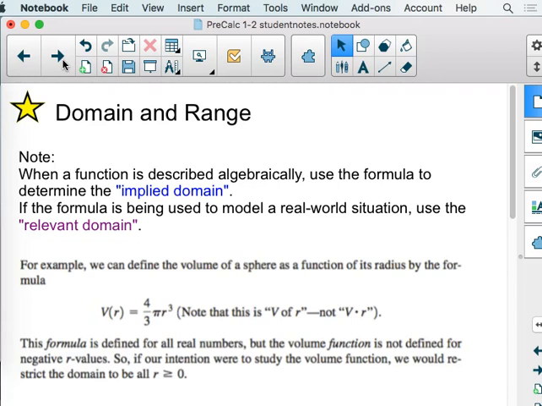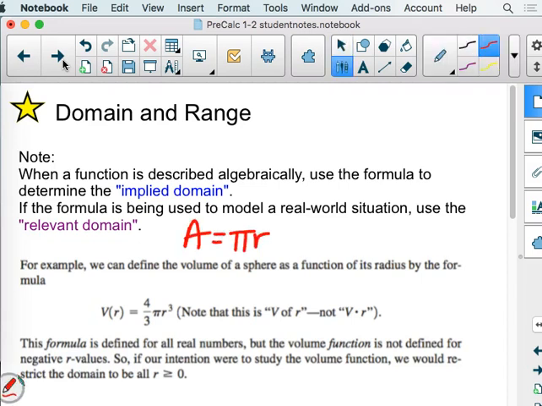And then the second part of this says if the formula is being used to model a real world situation, use what's called the relevant domain. So, with this one, it's x's and y's. We don't know what they stand for. We just go ahead and do the domain. But with this, we should recognize that formula. That's what they're saying. We should know what that formula is for. What's it for?